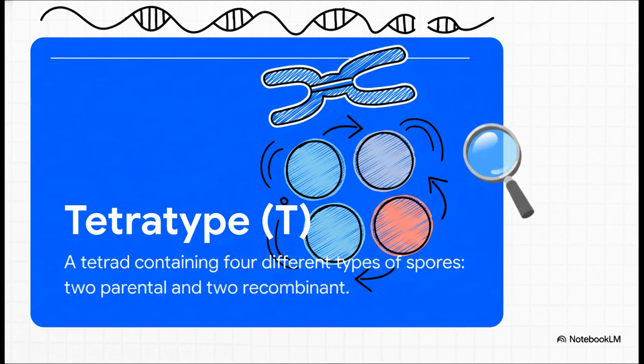And finally, there's the tetratype, or T. This one's a mix. You get 2 spores that look like the parents, and 2 that are recombinant, or shuffled. This result also tells us that recombination happened. So keep this in mind. Both NPD and T tetrads are key indicators of genetic shuffling.